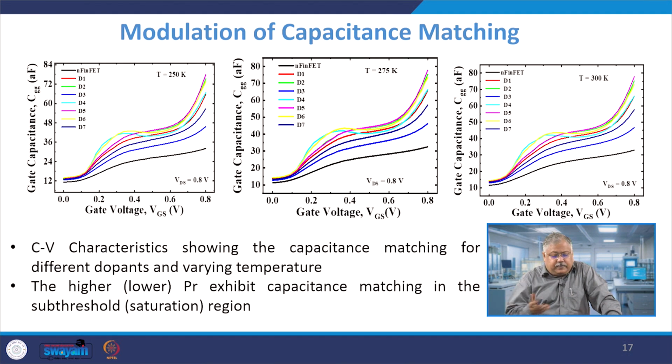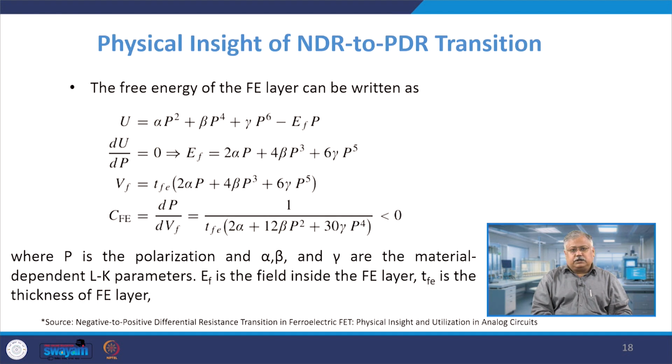Now, if you look at the capacitance modulation or capacitance matching, then again with temperature variations, you will see that if you take the gate capacitance on the y axis and the gate voltage on the x axis, then again the capacitance actually falls down with higher and higher value, and this is because higher PR exhibits a capacitance matching reduction.